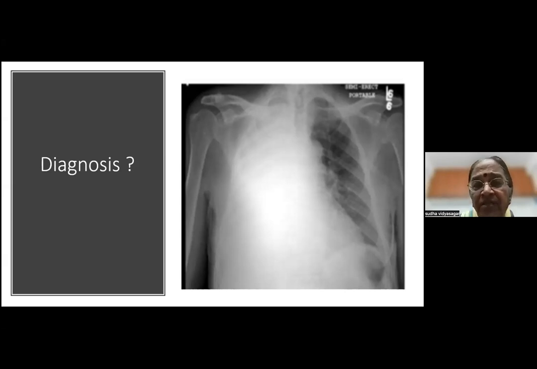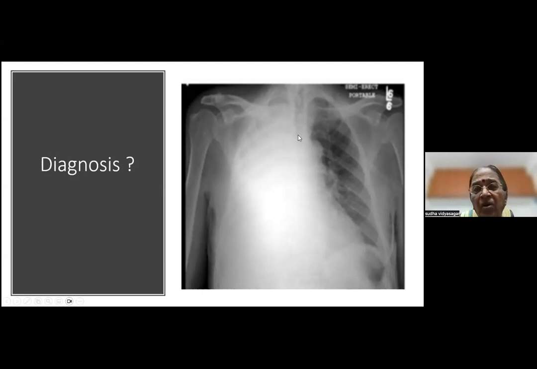Now, how do you differentiate these three? You look at the central mediastinal structures. So look at the trachea. What happened to your trachea here? Central. So what's the diagnosis? Consolidation, isn't it? It's a consolidation. Okay, fine.